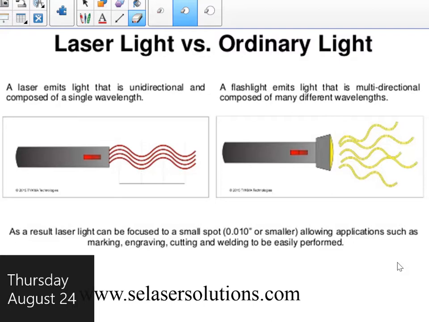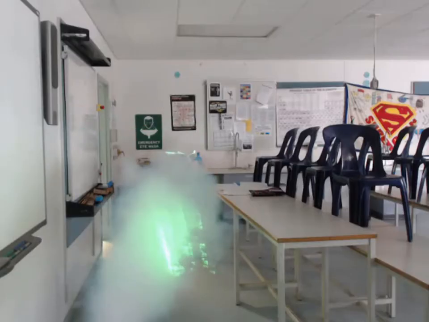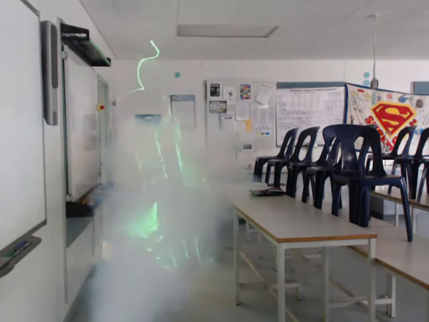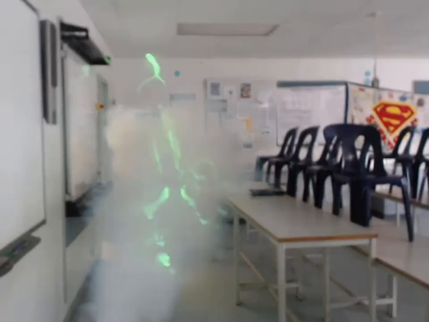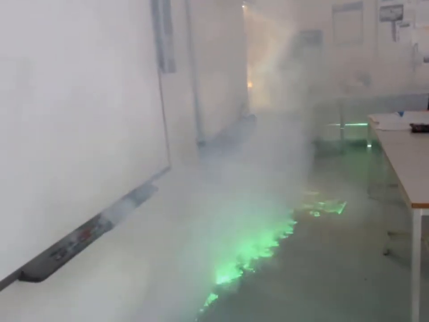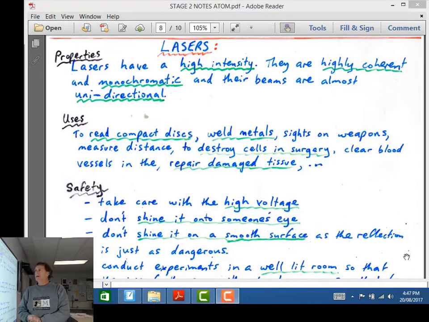So let's look at some examples of that here. We've got a real laser in the lab here reflecting off some smoke particles, so you can actually see it, and have a bit of a nose at that. Okay, let's just have a look at lasers.